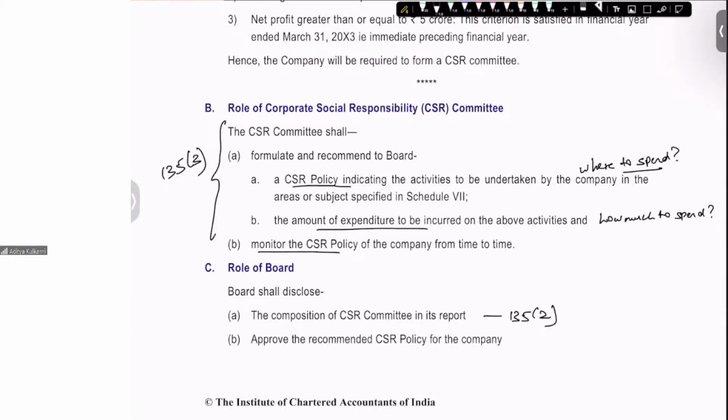So these are the places where you can spend the money, and how much to spend, that also we will see. But that is what the CSR committee will tell the board. And finally, the CSR committee shall monitor the CSR policy of the company from time to time. So these are the obligations that are put on the CSR committee. So this is 135(3). Coming to the next one.